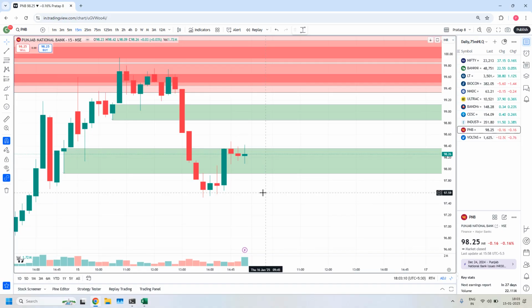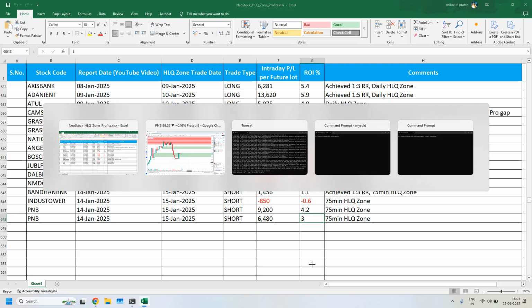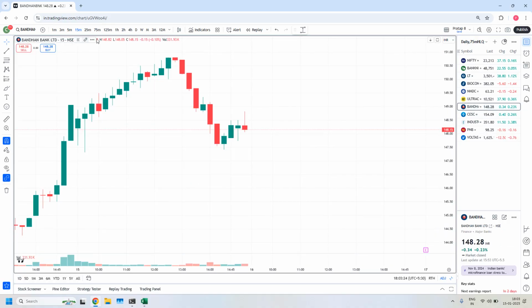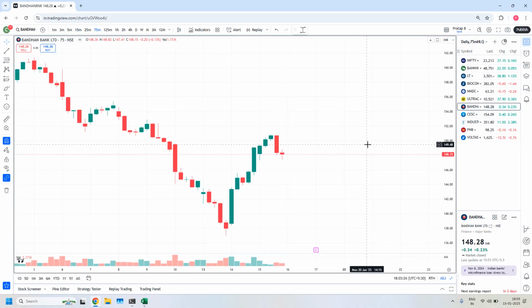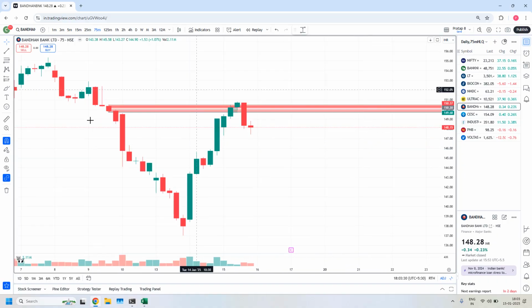Okay, this is about PNB. And the next one is Bandhan Bank. Bandhan Bank is also a 75 minutes high liquidity supply zone. This is a failed ERC candle as a leg in. You have a base and you have a drop and follow through candle.